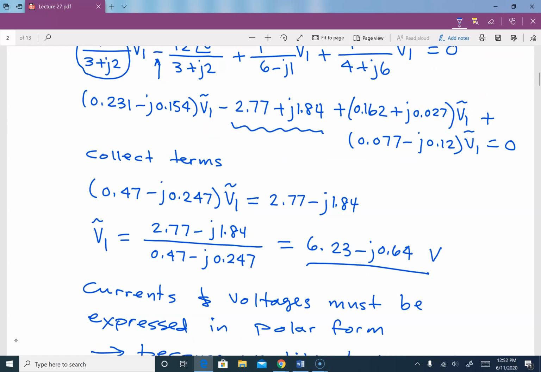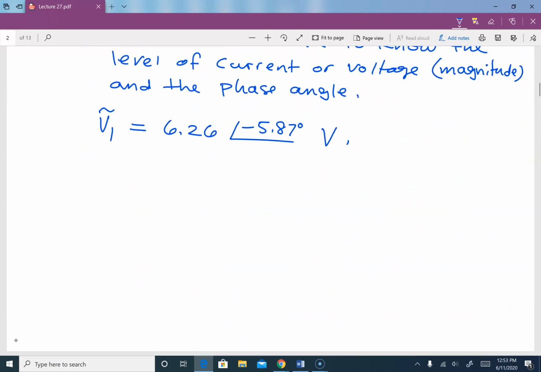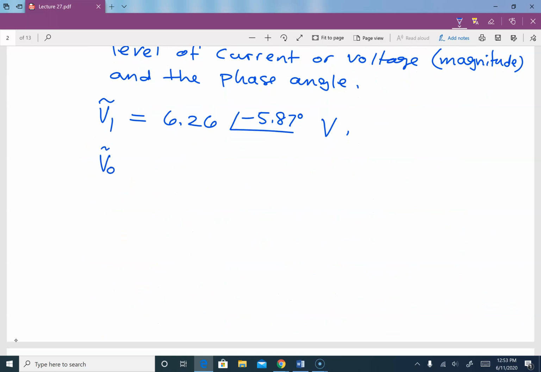So if we look at our circuit here, the question is asking us to find V naught. So if you look at this V naught here, it is the voltage across this element, and this element is the only element between this node and the reference. That means really V naught is equal to V1. So we can say V naught is equal to V1, and that is equal to 6.26 with angle negative 5.87 volts.